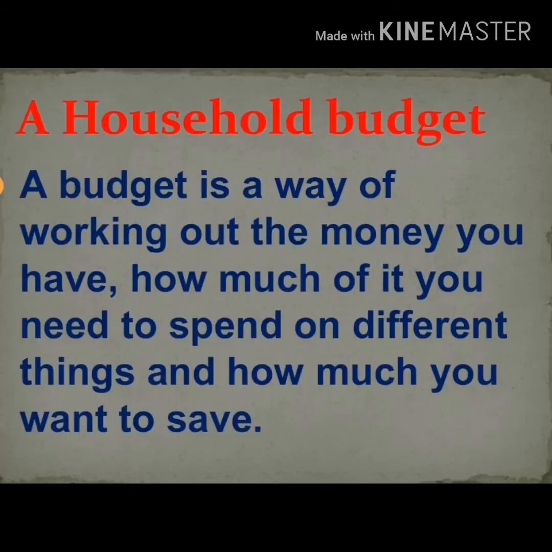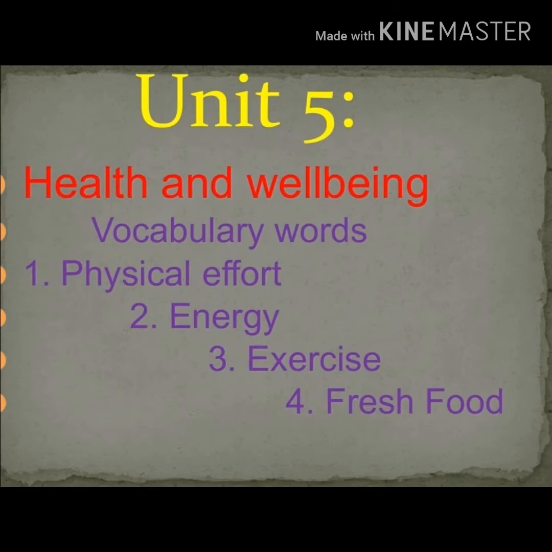A household budget. A budget is a way of working out the money you have, how much of it you need to spend on different things, and how much you want to save. So a budget is when you put some of the money apart so that you can save it, and you put some aside so that you can buy what you need. So I hope you have understood what we mean by household spending.